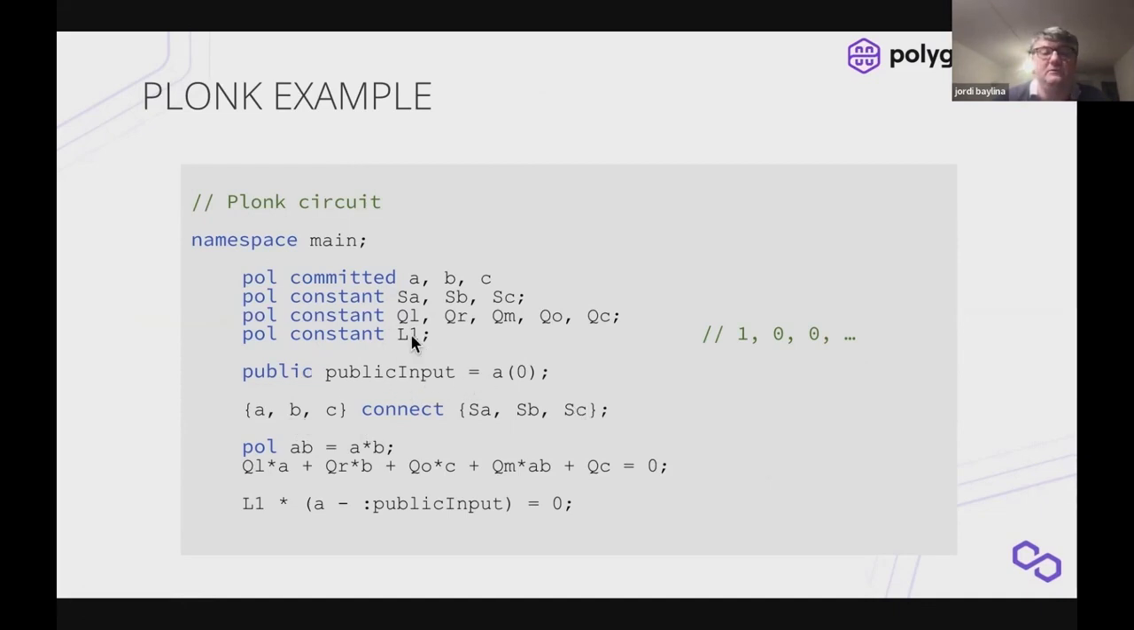In this case, I am also defining a public input, that's in A0. And I'm defining the constant L1, which is a polynomial that's 1 in the first row and 0 in all the remaining rows. And then at L1, I'm forcing that A is the public input. So this is an example of Plonk with one public input. But you can see that you can write any kind of Plonk. So Plonk is just an example of PIL.